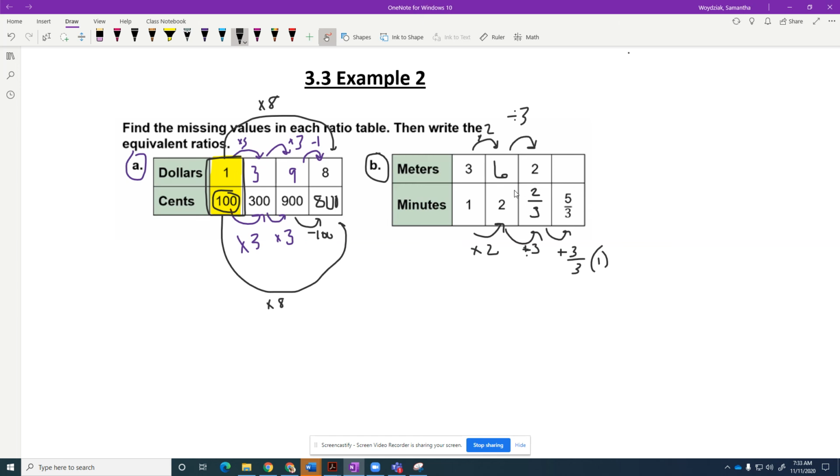So again, what we're doing is very similar to what we just did. For every 1 minute, it's 3 meters. So if I added 1 up here, I'm really adding 3, right? Because for every 1 minute, I'm adding 3 meters. So if I add 3 right here, I'm going to end up with 5. So we are going to use a mix of operations. You can see I used division, I used multiplication, I used addition.